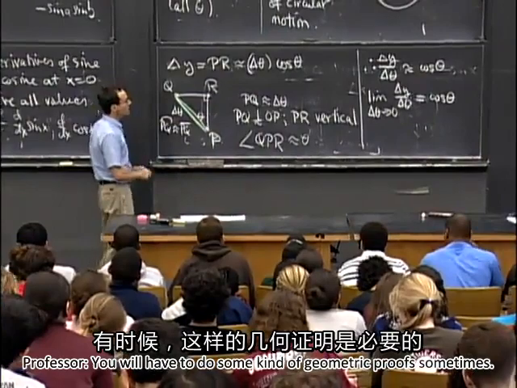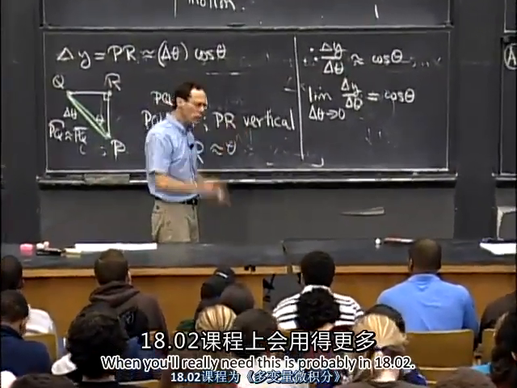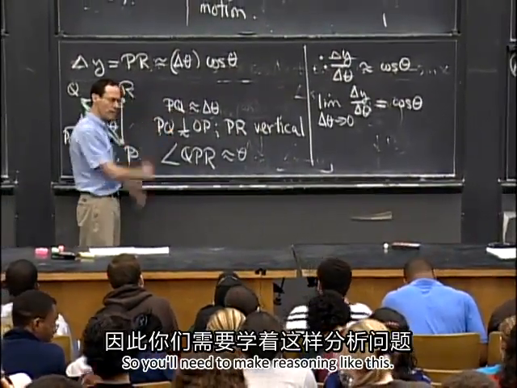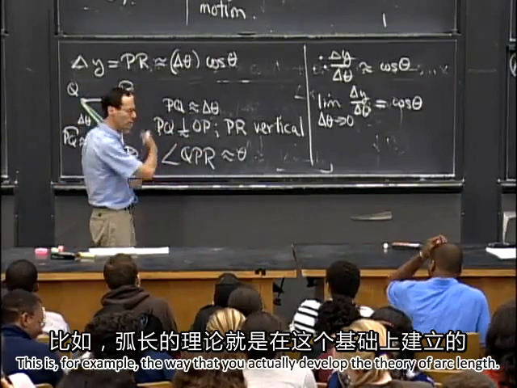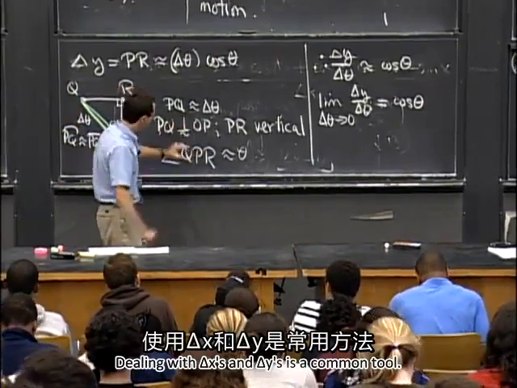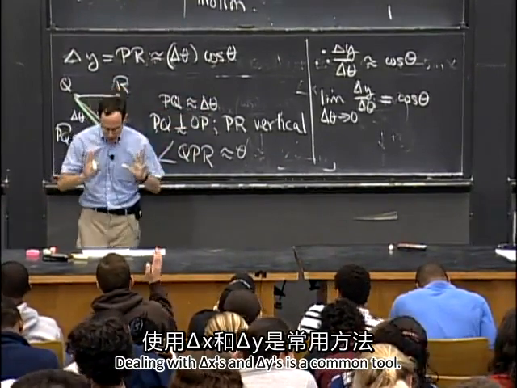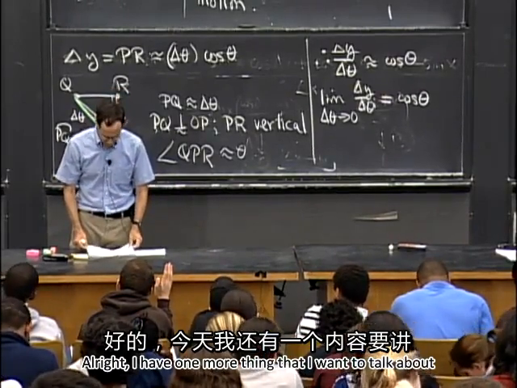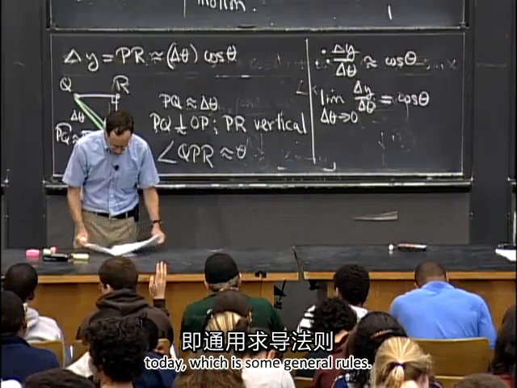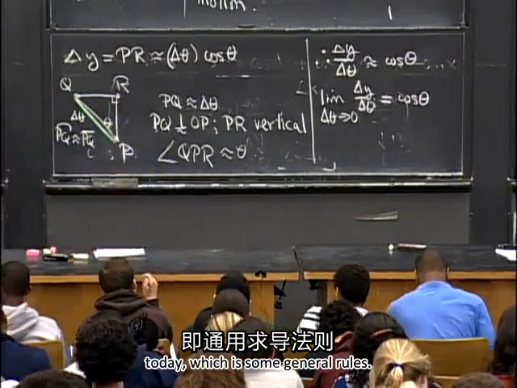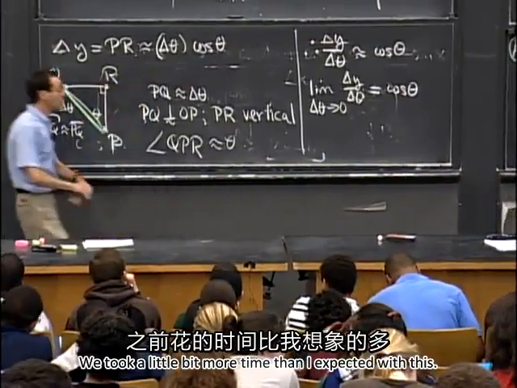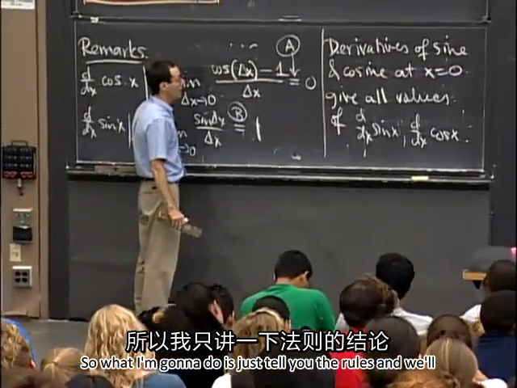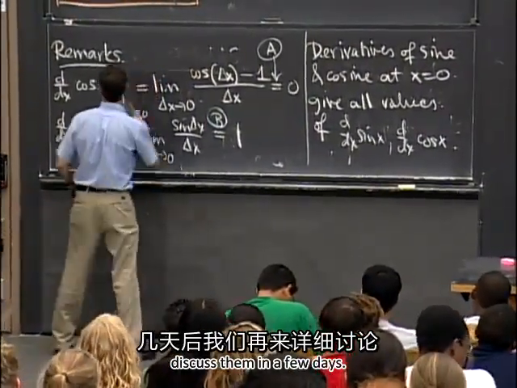You will have to do some kinds of geometric proofs sometimes. When you'll really need this is probably in 1802. So you'll need to make reasoning like this. This is, for example, the way that you actually develop the theory of arc length, and dealing with delta x's and delta y's is a common tool. All right, I have one more thing that I want to talk about today, which is some general rules. We took a little bit more time than I expected with this, so I'm going to just tell you the rules, and we'll discuss them in a few days.